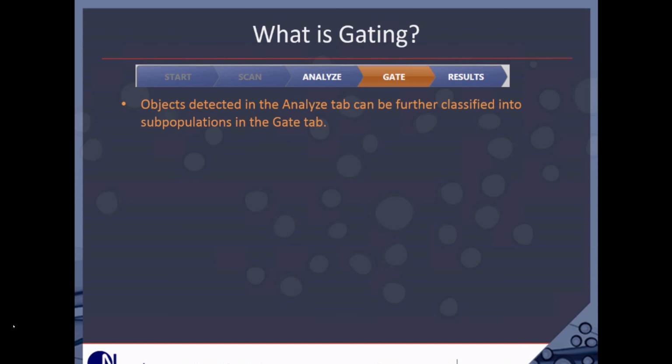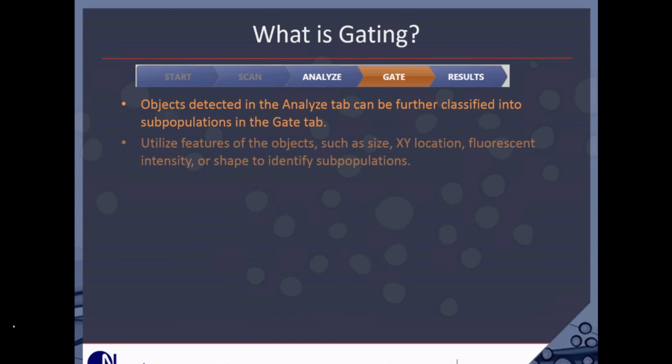So first off, it's objects detected. What you find in the Analyze tab can be further classified into subpopulations in the Gate tab. So that's where we're going to use the pixel parts of the graphic overlay outline to help us identify different subpopulations. You can use things like the size of your cell, the X and Y location, the fluorescent intensity, or the shapes to help you identify subpopulations in the Gate tab.